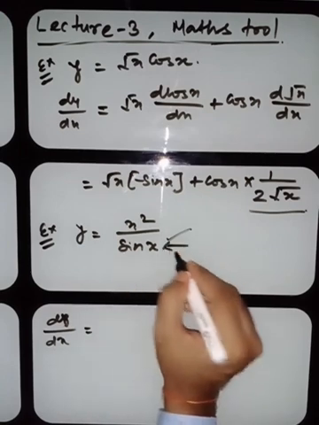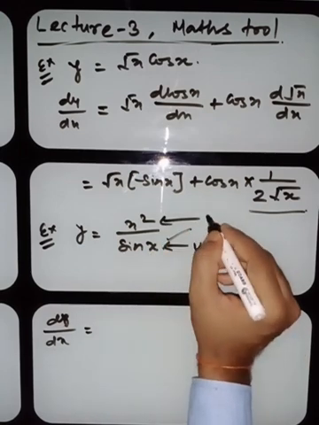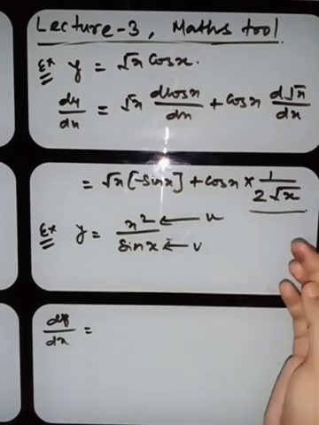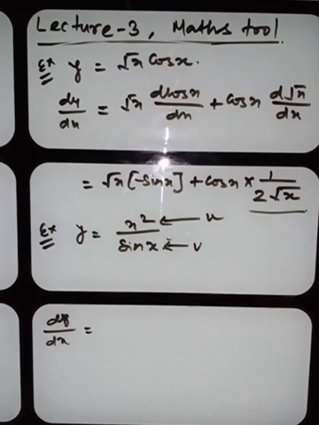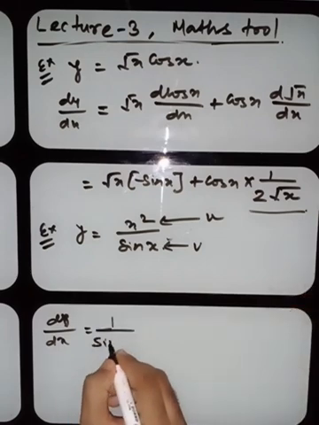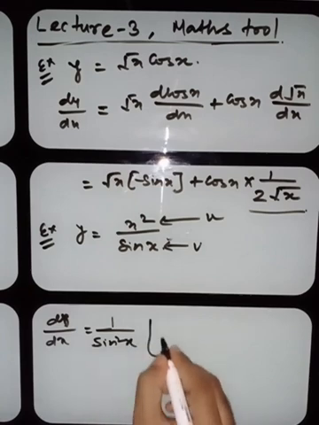Here sine x is v and this is u. Remember, we are taking this sine x as v. And what was the formula? 1 by v square, that is the square of the denominator. So the 1 by sine square x is taken out.